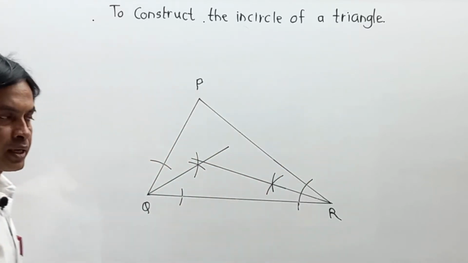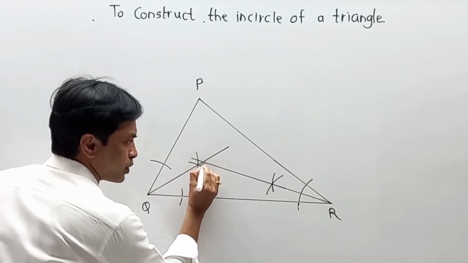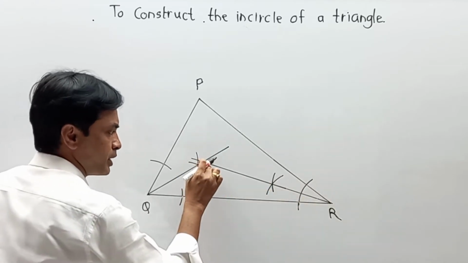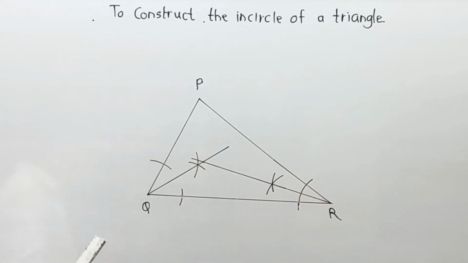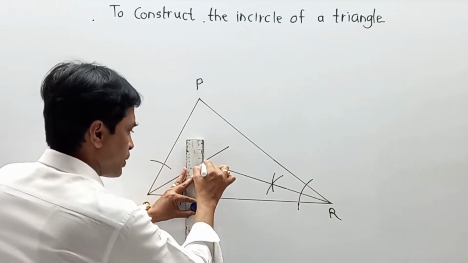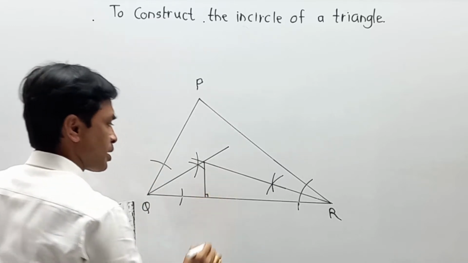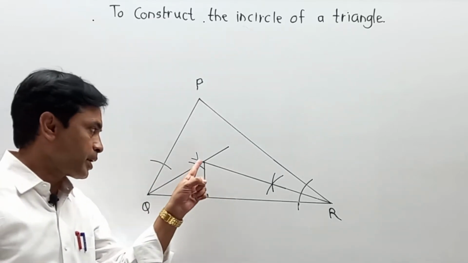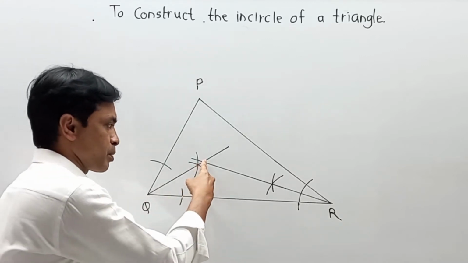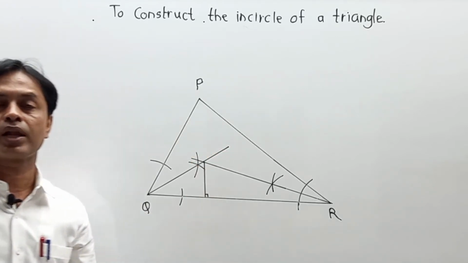Now remember, it is very crucial that you identify that point. The first angle bisector from Q and the second angle bisector from R both intersect at this point. From this point, with the help of a scale, you are going to draw one perpendicular over here. Now remember, this perpendicular distance will act as a radius, because the distance from your first side, the distance from your second side and the distance from your third side are all equal.